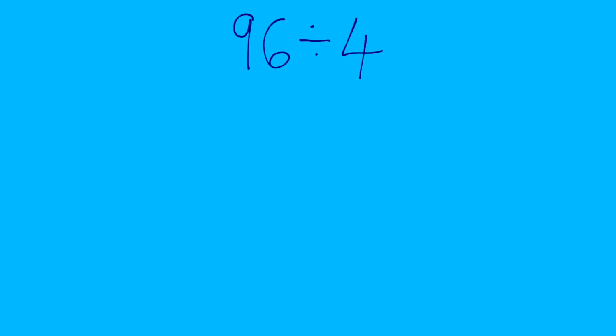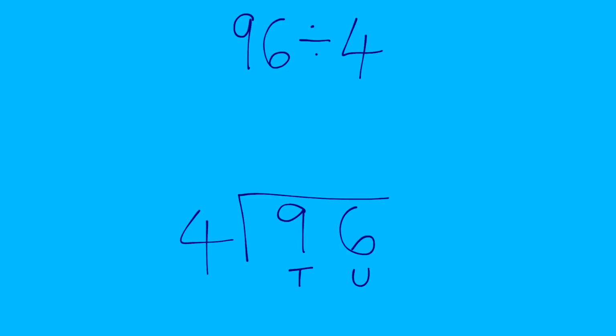Let's look at another example. This time I'm going to calculate 96 divided by 4. So as before, I'm going to draw my bus stop and write the largest number, the 96, in the bus stop, making sure I have a column for tens and a column for units, and the 4 is going to go outside my bus stop. So first of all, I'm going to look at the 4, which is outside, and ask, how many times does the 4 divide into 9, my first digit?